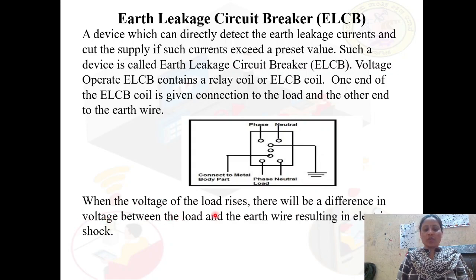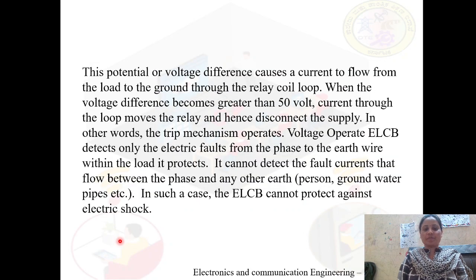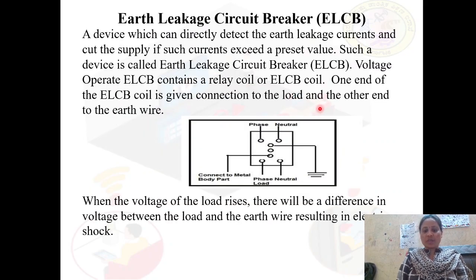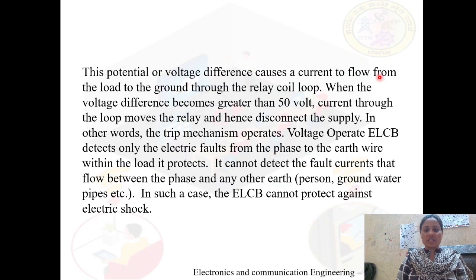So when the voltage of the load rises, there will be a difference in voltage between the load and the earth wire, which results in an electric shock. This potential difference may cause current to flow from the load to the ground through the relay coil loop. Generally, when the voltage difference is greater than 50 volts, the current through the loop will move the relay and hence it disconnects the supply.